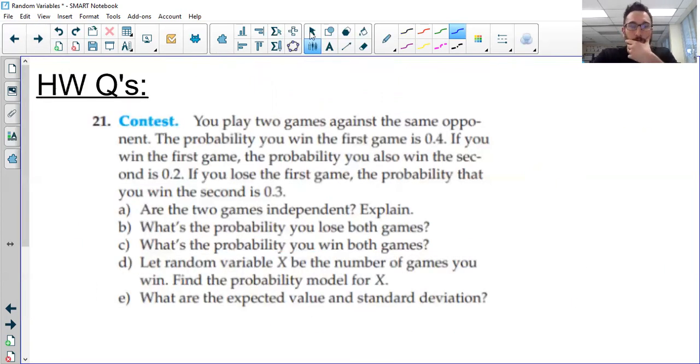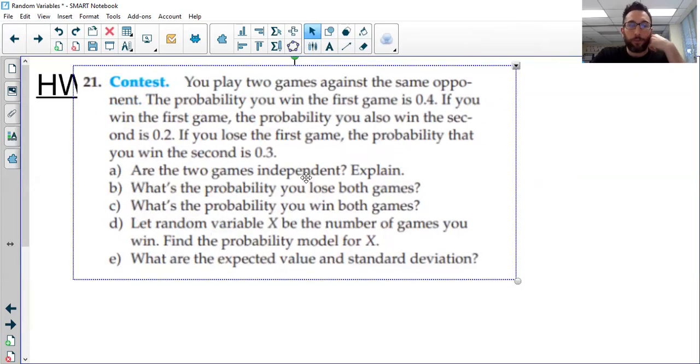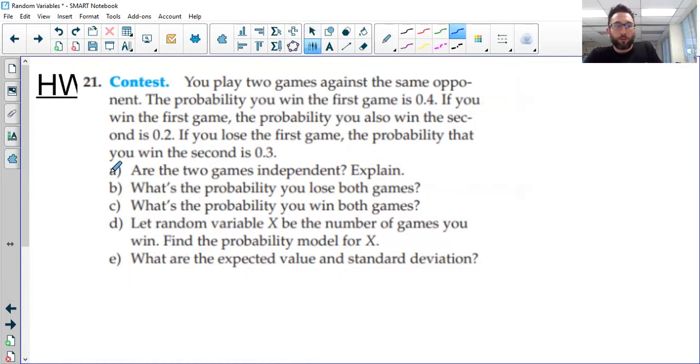Okay, so play 2 games against the same opponent. Probability we win the first game is 0.4. And if we win the first game, probability we win the second game is 0.2. If we lose the first game, probability that we win the second game is 0.3. Are the 2 games independent?